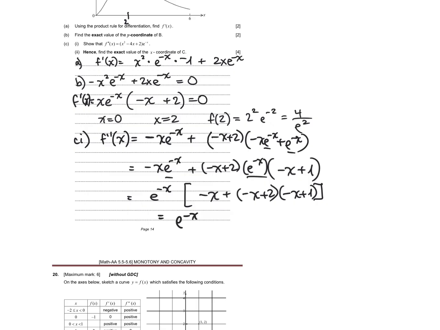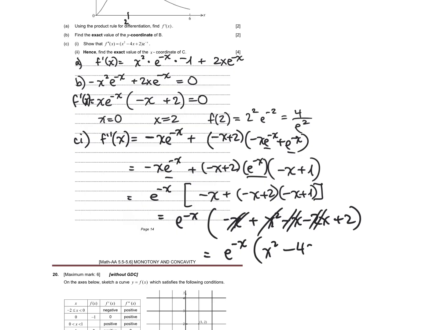that e to the negative x is on the outside, and then we're going to have negative x plus x squared minus x minus 2x plus 2. So, and we're going to have x squared, and then we're going to have negative 2x, negative 4x, and then plus 2. Okay? Now, hence, find the exact value of the x coordinate of C.